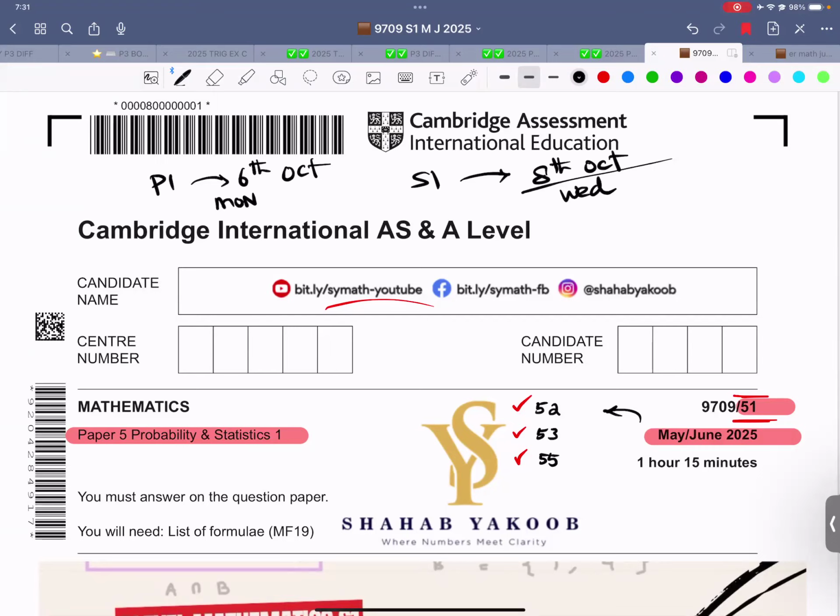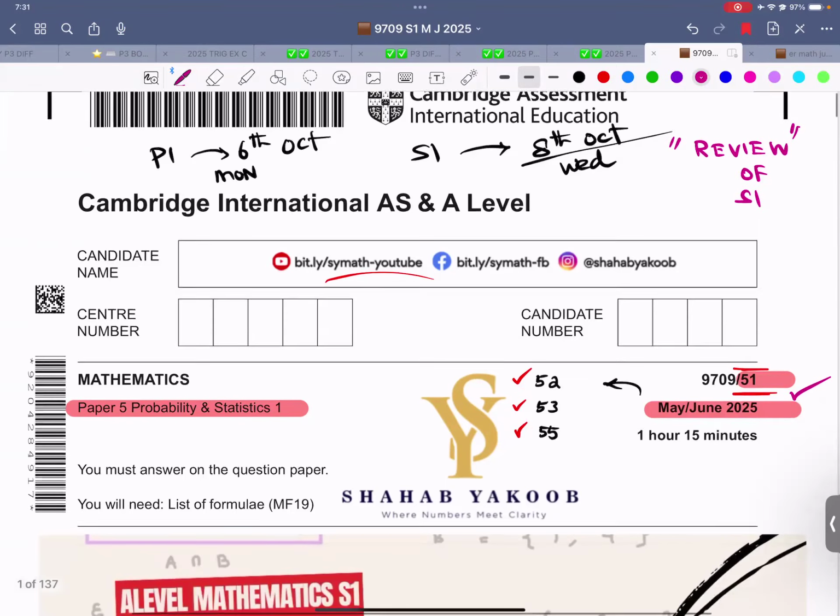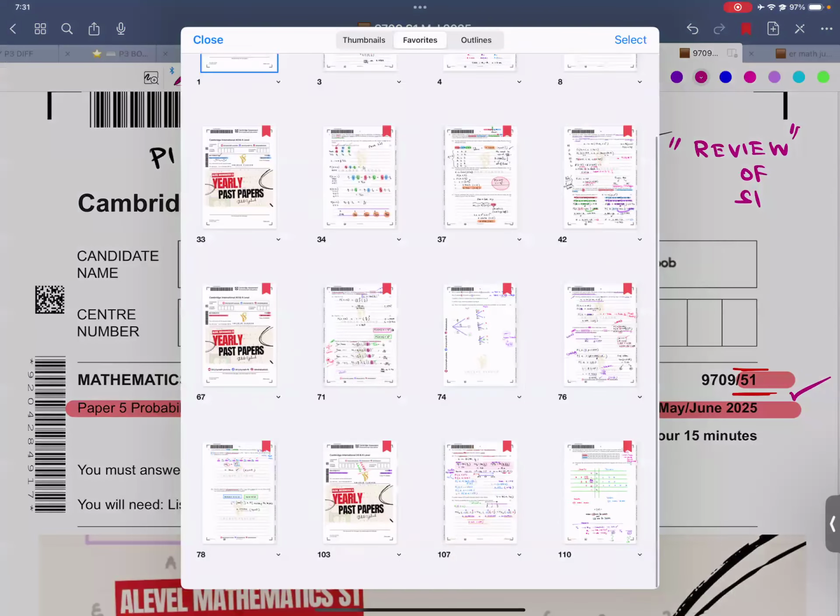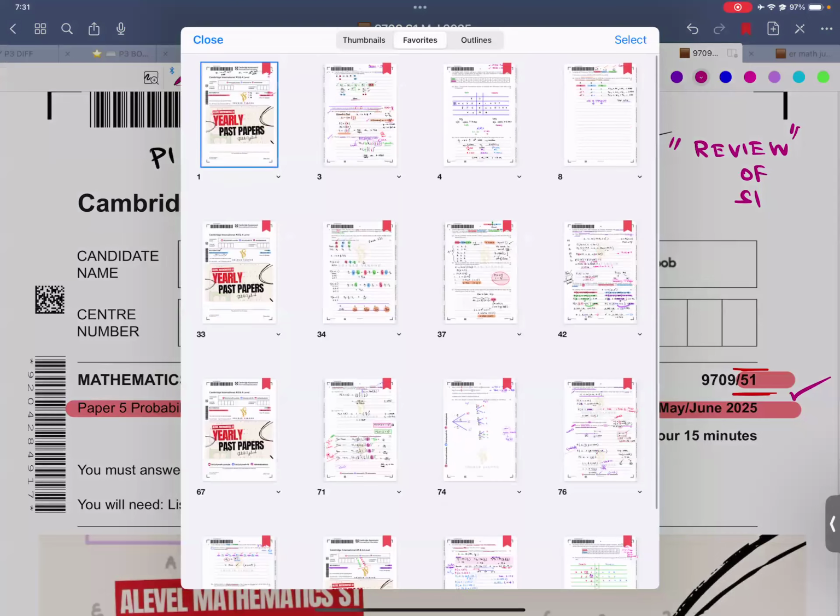Now, people ask this question, what is this session all about? The session is all about a review of S1 papers, and I'm focusing on 2025. That is the most recent year. So now let's focus our energy here instead of writing comments in the YouTube section. We'll be selecting a few questions, and those questions are selected over here, as you can see. So let's get started.